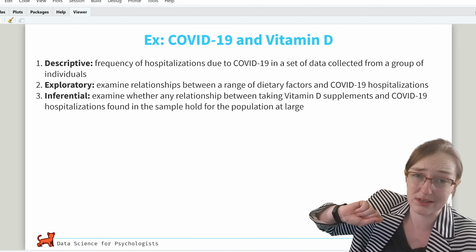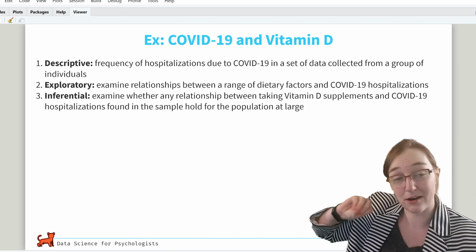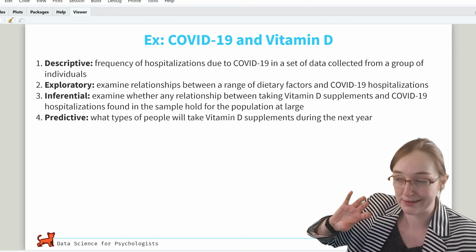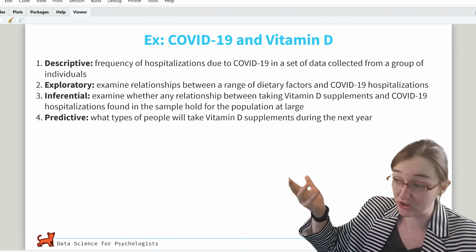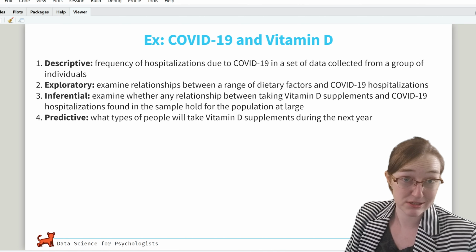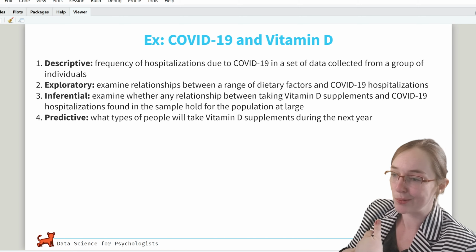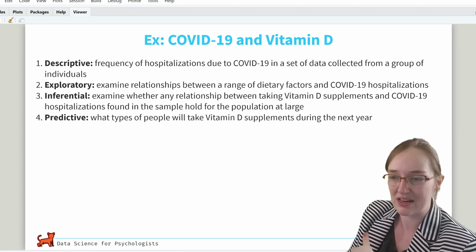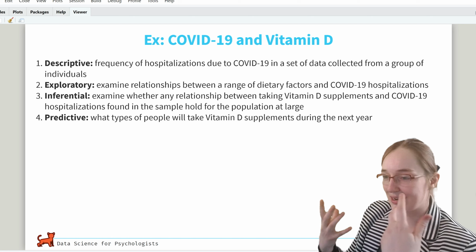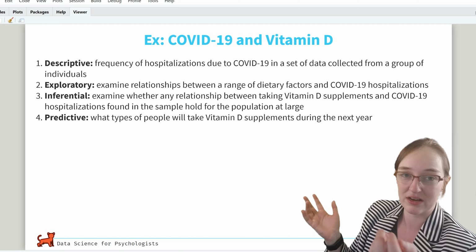That's why machine learning tends to have training and test samples so that they aren't just overfitting and over-exploring and over-predicting. Because when you overfit a model, your predictions are going to be bad outside that model for the most part. Okay, so predictive questions are like, what types of people will take vitamin D supplements during the next year? So we want to identify kinds of people to see what they will do in the future. Will they successfully take more vitamin D?